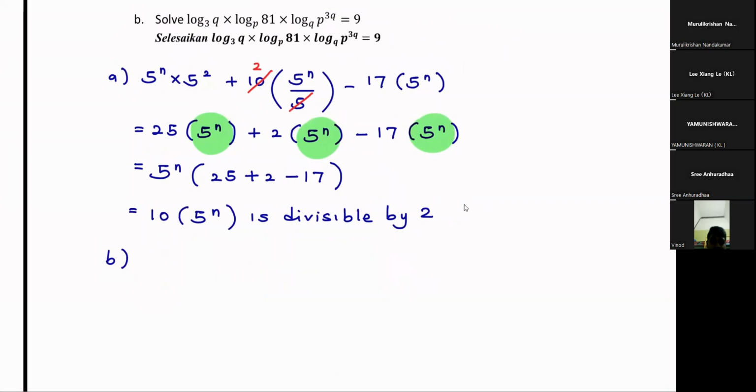What they ask you to do, solve. Oh, solve. Ada P, ada Q. Okay, yang ni saya nak tukar tau. Saya nak tukar tempat dia. Okay, I think beda. Log P. 81 is 34, right? Okay, thank you.